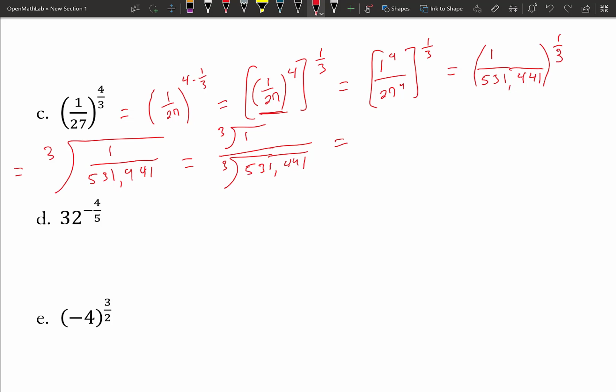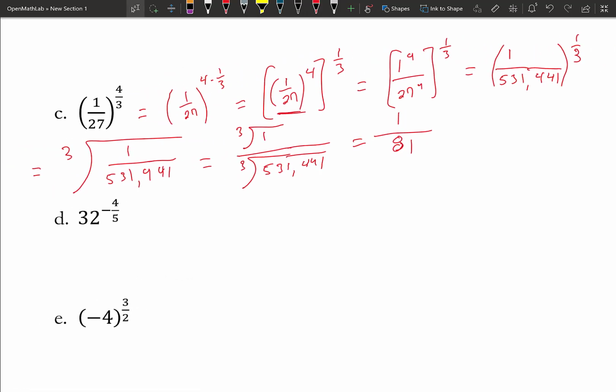So the cubic root of 1, we know is 1. Then the cubic root of 531,441 turns out to be 81. So you could type that in your calculator and double check. So the answer we get is 1 divided by 81.